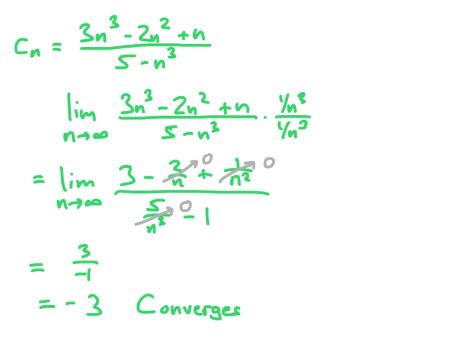The three terms that have an n squared, or n cubed in the denominator with a constant in the numerator will all have a limit of 0, since they're a constant over a power of n, and n is getting large. What's left is simply the limit of the constant 3 over negative 1, which is negative 3, and therefore by the limit laws, our sequence c sub n converges to negative 3.